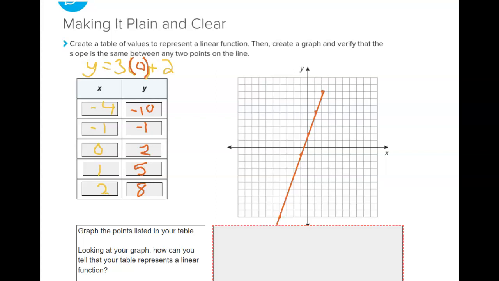And then the other thing you'll want to do is answer this question down here. Looking at your graph, how can you tell that your table represents a linear function? How do you know that this graph made from these points is a linear function? So you explain that here.